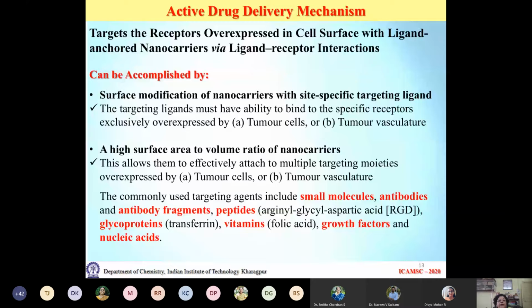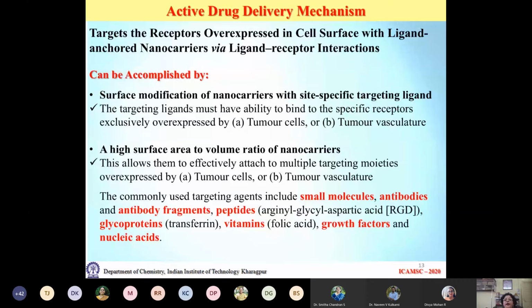You can have transferrin. You can have folic acid. You can have other growth factors, nucleic acid. These are the various targeting agents you can have. Obviously, the best would be to have the one which is going to be readily available, which is, I have mostly used the folic acid receptor.